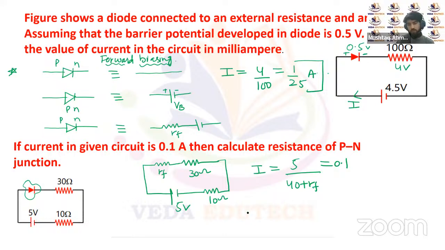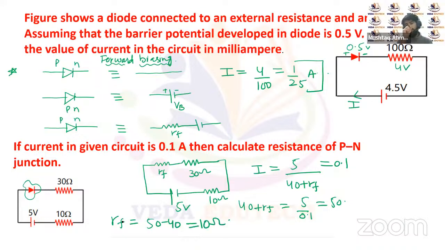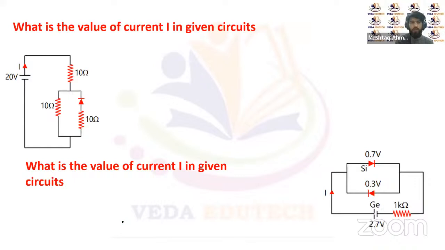So if the value of I is 0.1, then 40 plus RF will be equal to 5 upon 0.1, that will be equal to 50. Or the forward resistance offered by this diode will be 50 minus 40, that's equal to 10 ohms. So 10 ohm resistance will be offered by this PN diode in the forward biasing condition.